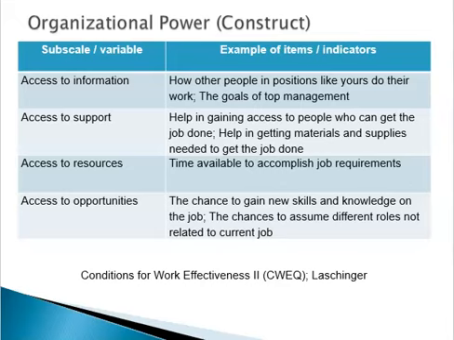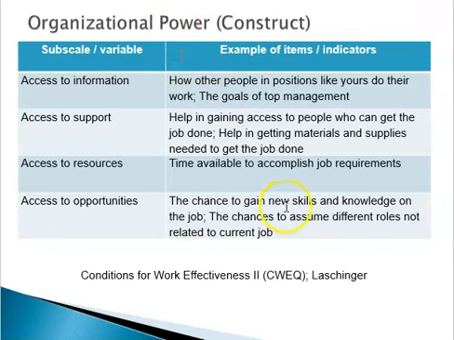So this is just one example of where you take a very large construct, such as organizational power, look at the different variables that contribute to it, and then the indicators or items that would be included in survey tools that you could then use to measure. The example I'm showing you here is from the work of Heather Laschinger, who was on my dissertation committee. She developed a tool, the CWEQ, the Conditions for Work Effectiveness Questionnaire, based on Kanter's theory of organizational power.